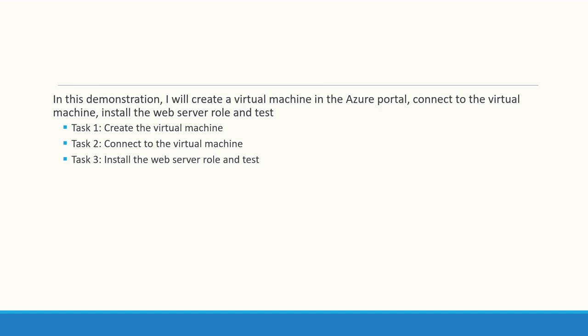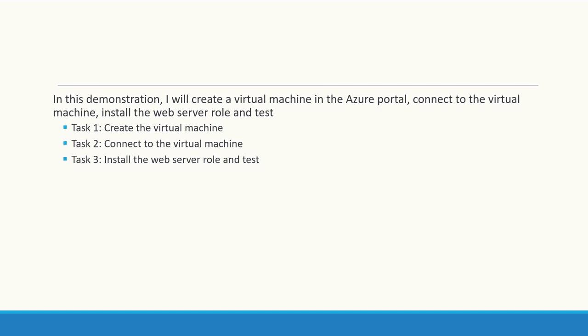Then after that, I'll connect to the virtual machine. I will do that by connecting to it remotely, which simply means that I will use any of the remote services that can allow me to connect to the virtual machine. After that, we can now begin to administer the virtual machine.